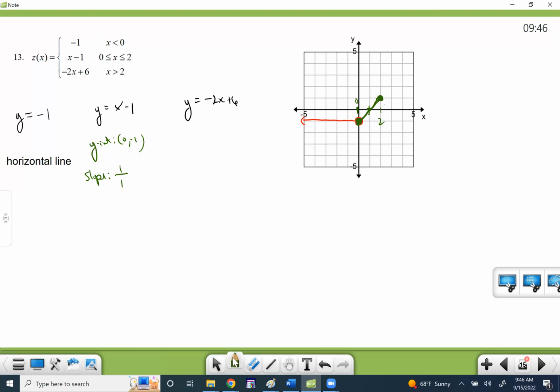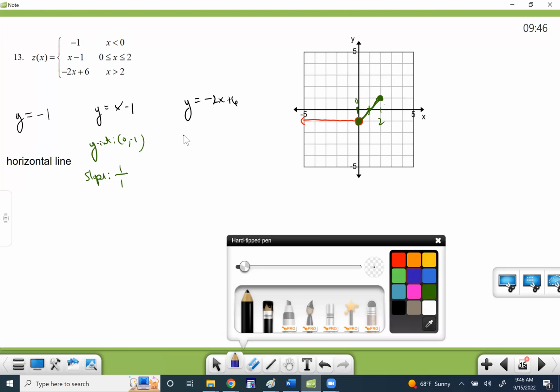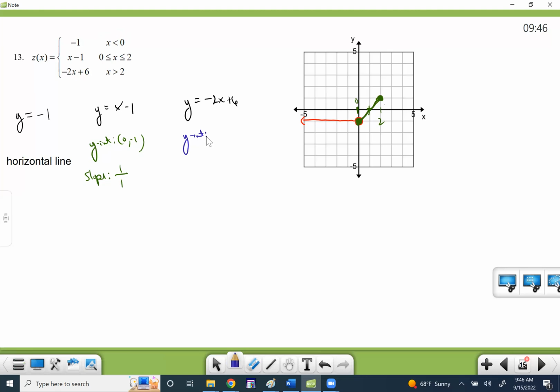All right, let's try our last one. We'll do blue for this. So we know that the y-intercept is the last number, 0, 6. I'm off my chart. I'll put them in there.